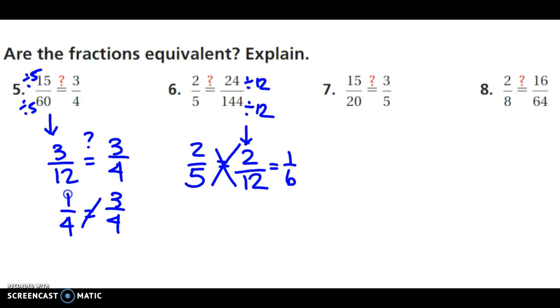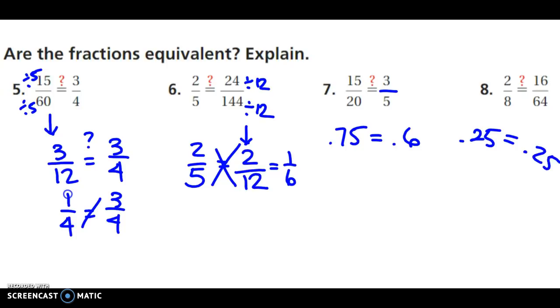The other strategy I want to show you is that you could divide them on your calculator and get decimals. Okay, so if I have 15/20, I could divide 15 divided by 20 on my calculator, and it says 0.75. And then if I divide 3 divided by 5 on my calculator, that gives me 0.6, and I can tell that those are not equal. So that's another strategy. Divide them and get decimals. So let's try the last one really quick. 2 divided by 8, and 16 divided by 64.